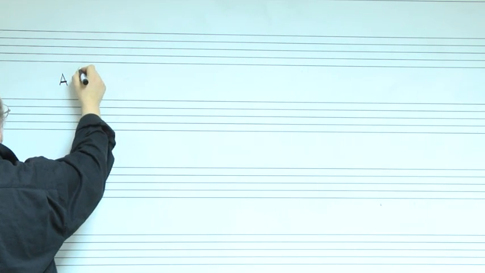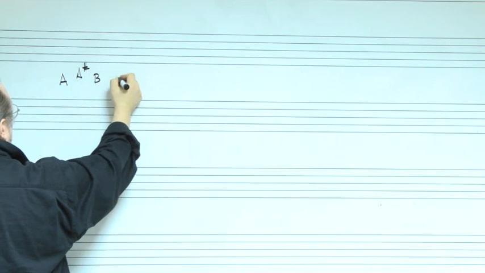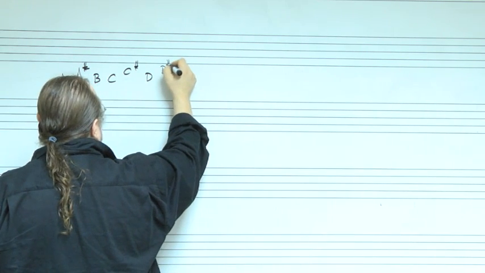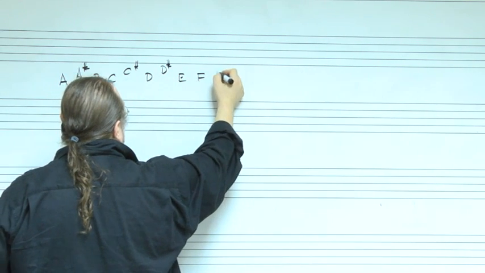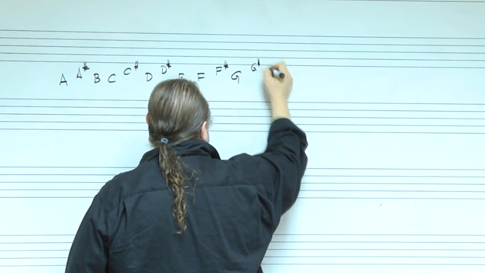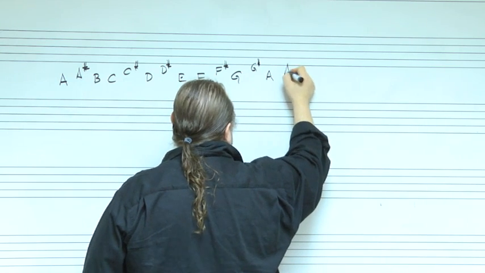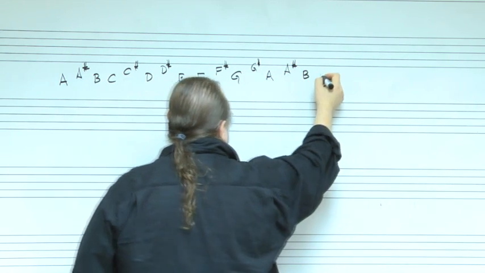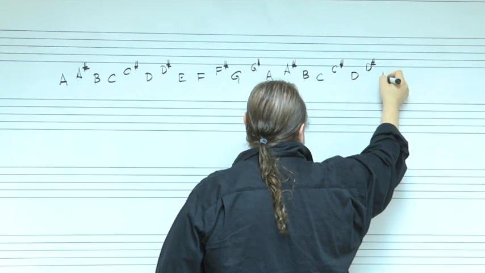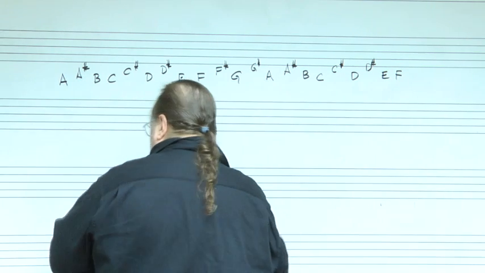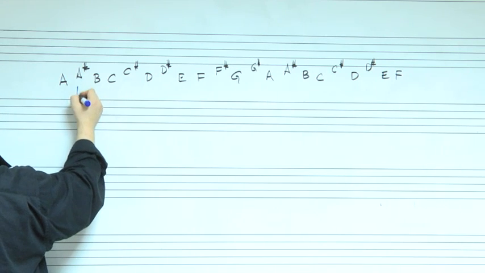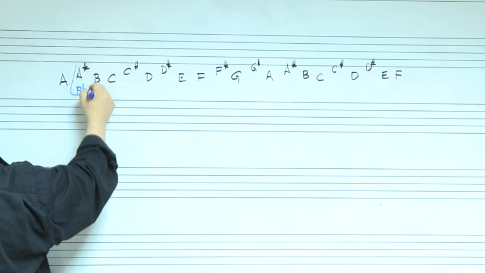So chromatic scale, let's talk about a chromatic scale. A, A sharp, B, C, C sharp, D, D sharp, E, F, F sharp, G, G sharp, A sharp, B, C, C sharp, D, D sharp, E, F. Now, A sharp is the same note as B flat. That's called an enharmonic equivalent.